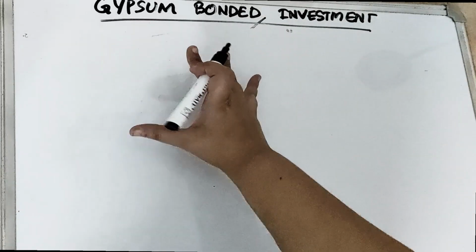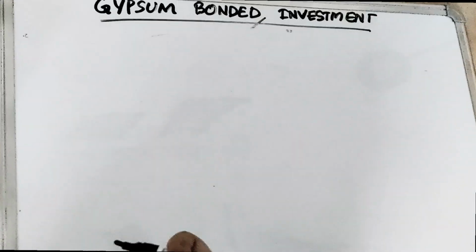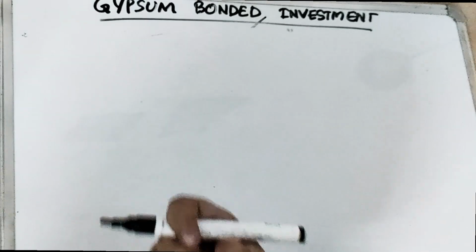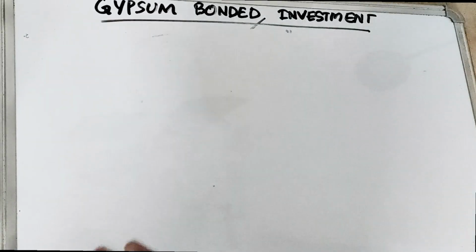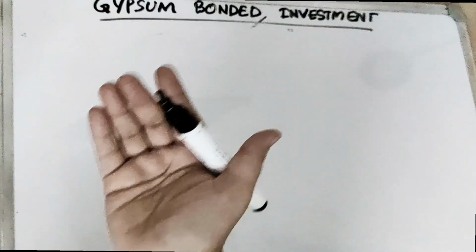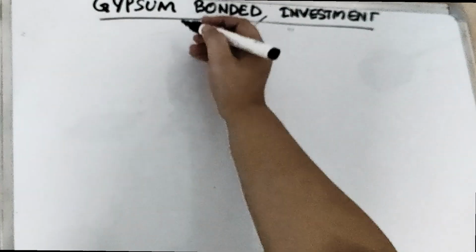Now we know that we need such an investment material that is not going to distort its shape when we put the molten metal, and is not going to burn out when we burn the wax. So we have different kinds of casting investment material. It can be gypsum bonded, phosphate bonded, or ethyl silicate bonded. Why all these materials? Let's understand this by studying today the gypsum bonded investment material.